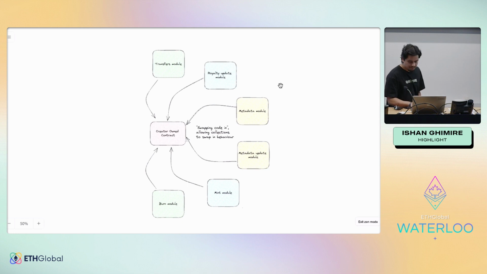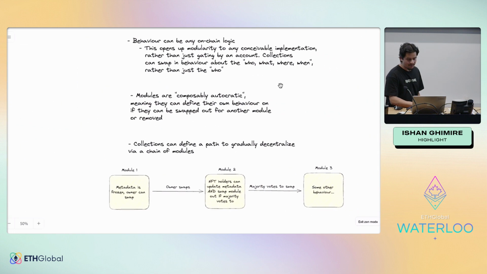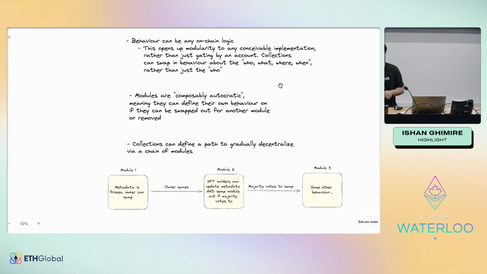So a couple of interesting things about this. One, because you're swapping in essentially your own code, you can introduce any behavior, right? Any conceivable logic on chain, you can swap it into your collection. So that takes collections from being able to configure who can mint this NFT or who can update metadata, to who, what, where, when, right? Because you're writing custom code.